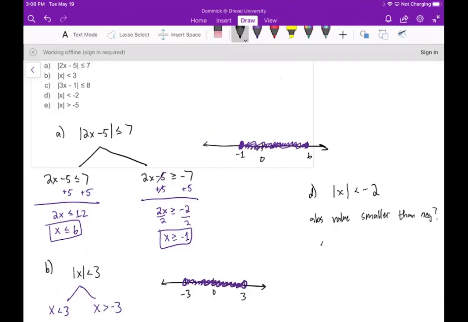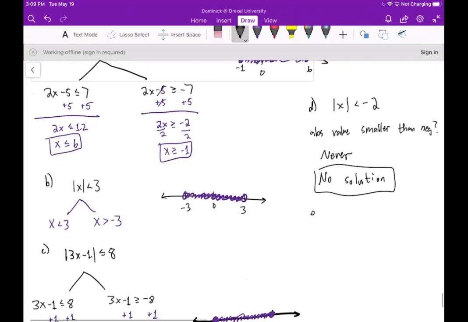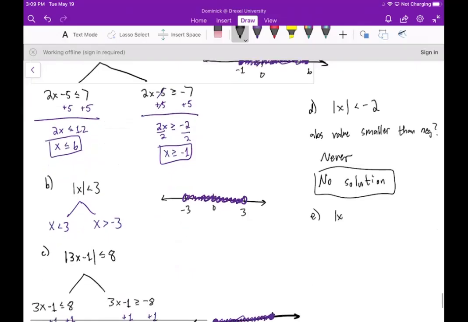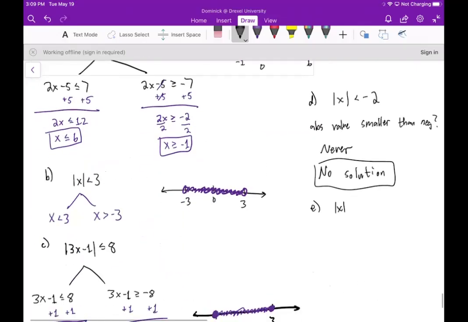Well, of course, this is never, right? Because the smallest absolute value would be 0, and smaller than a negative is even smaller. So this one is no solution. Right? Because you can never have absolute value be less than a negative number. Okay, and finally, part E, we have absolute value of x greater than negative 5.